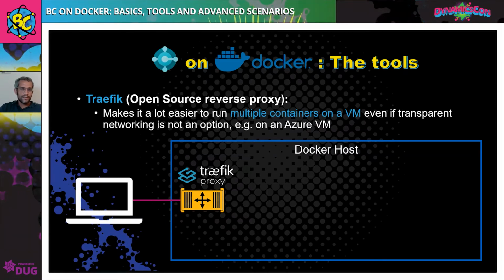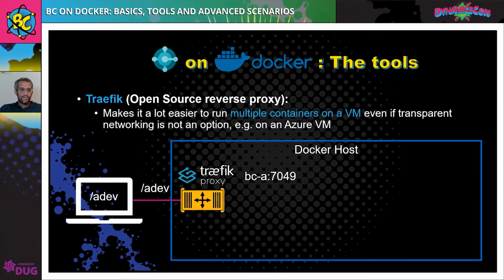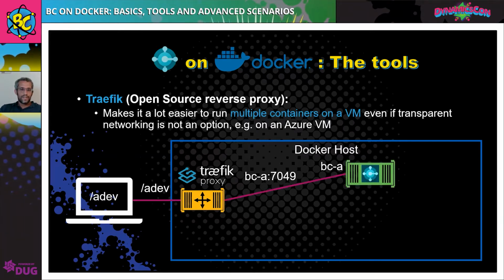So for example, in that case, I'm making a request to /adev for the dev endpoint. And if I have set up Traefik correctly, then it will know that there is a container running on the host, and that is redirecting the traffic that is going from the outside to ADEV into BCA on port 7049 in that container. So it's basically a mapping table between requests that are incoming and the things how they work internally on that host with the different containers.